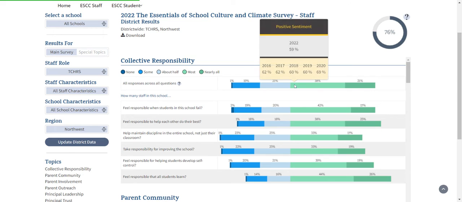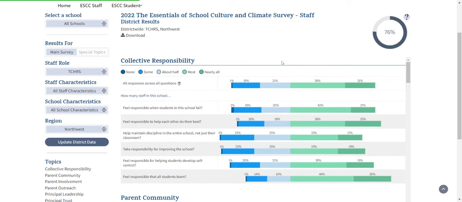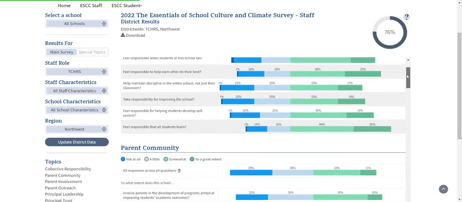Positive regard across all responses to all questions gives you a very quick indicator of how your group is feeling about collective responsibility. Just very quickly overall, 59% in 2022 had positive sentiment across all of the questions in collective responsibility, and that's down from 69% in 2020, and then you can go back to 2016. So that gives you a really quick view of how your group that you've selected is feeling about their school.